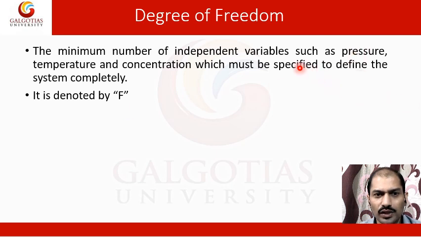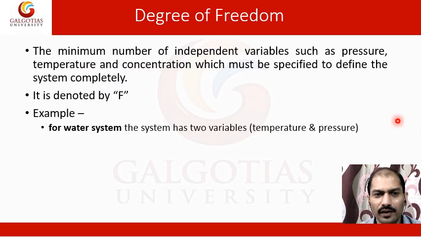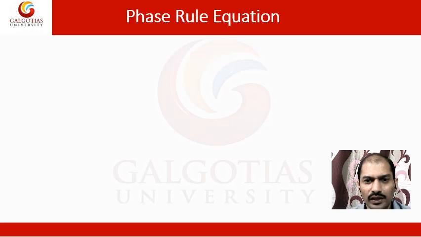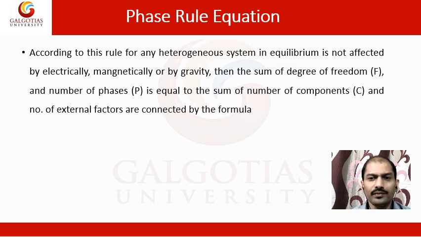So these are the variables. Pressure and temperature are very important, as you have seen. They have a great role in checking the triple point as well. So for a water system, the system has two variables, temperature and pressure. It means with these variables, different kinds of changes can be seen from one phase to another phase.